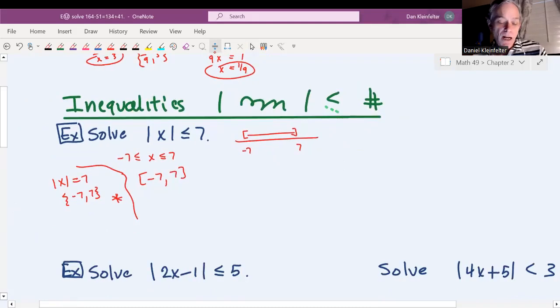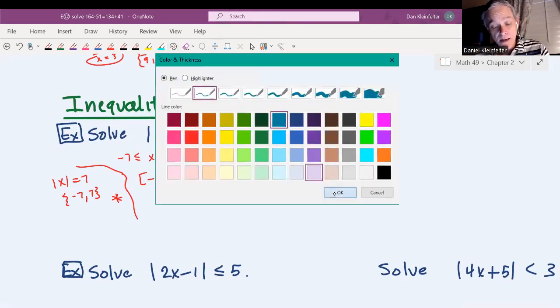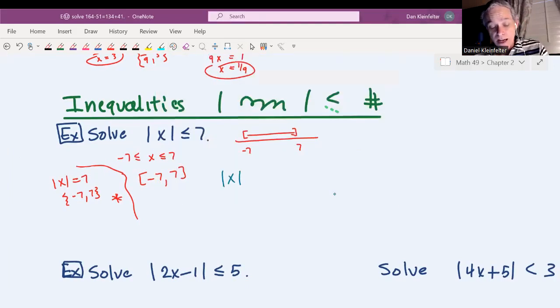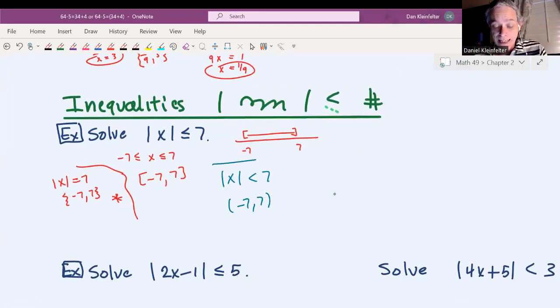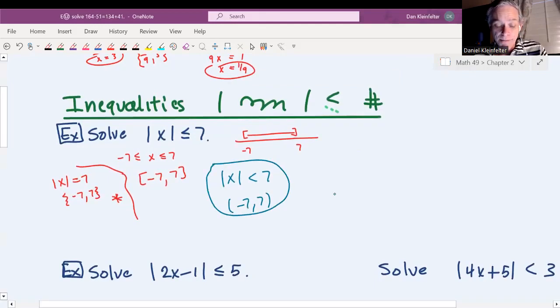Okay, also worth noting, in this problem, the only difference between this and if it had been the absolute value of x less than 7 instead of less than or equal to, the only difference would have been it would have been round parentheses instead of square brackets. So that's the only difference.